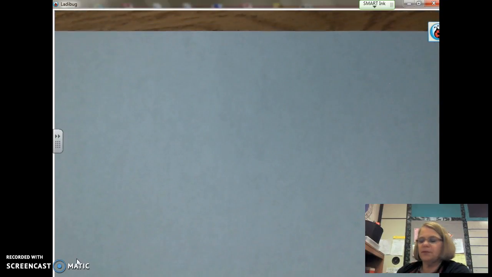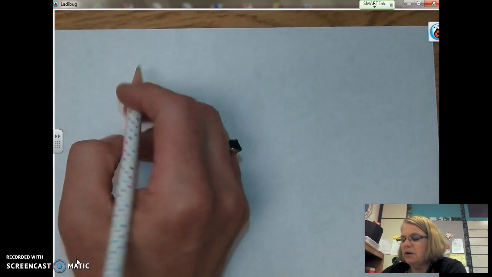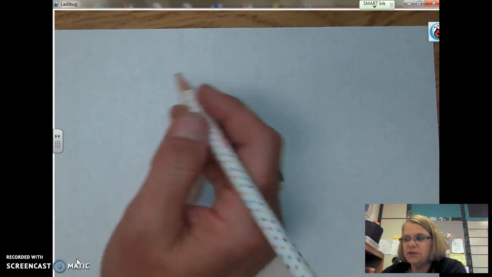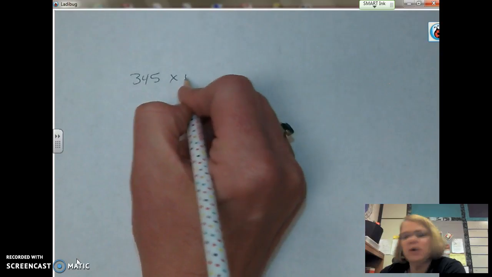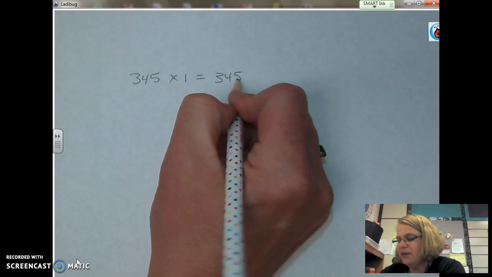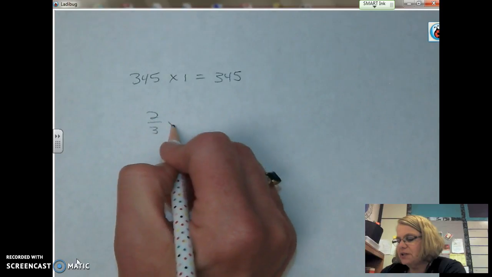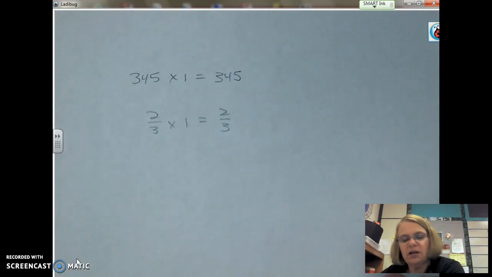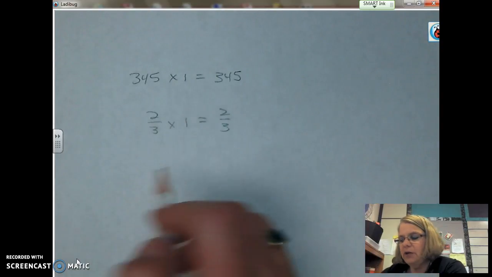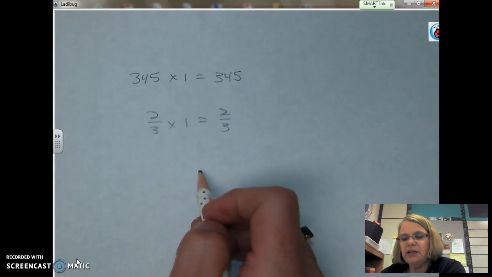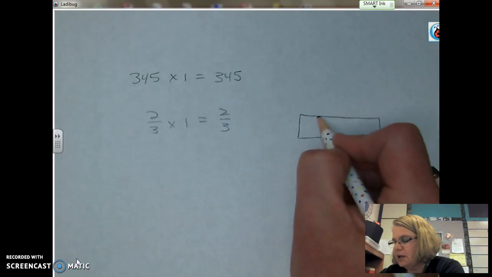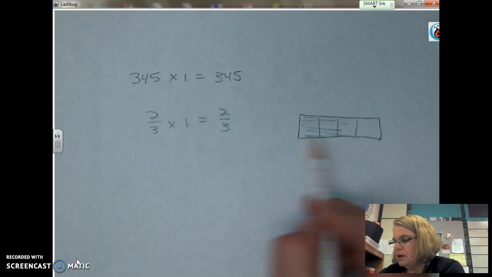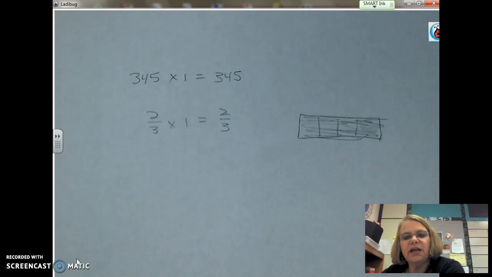So, one of the things that you need to remember is that anything times 1 is itself. So, let's say we have 345 times 1. That equals 345. So if we have 2/3 times 1, that's going to equal 2/3. But we can write 1 as anything over itself. So 1 can be represented as 4/4. It's still 1.